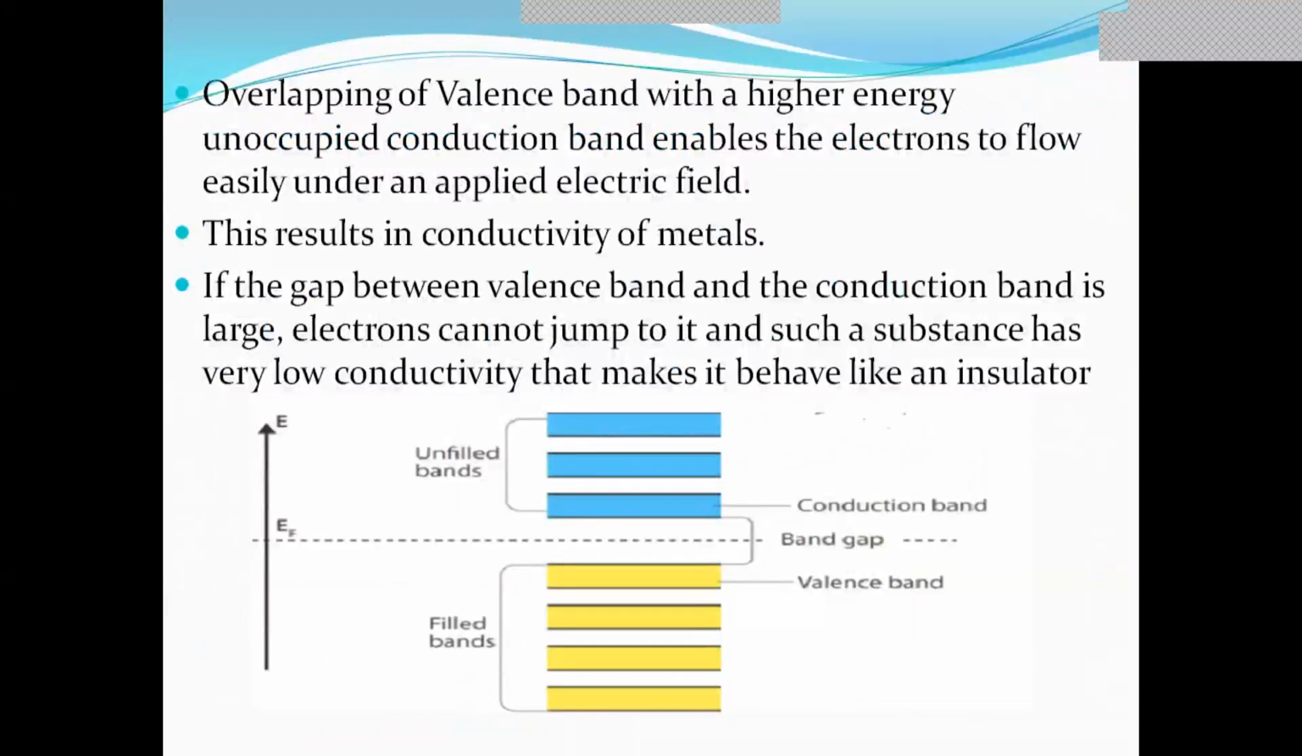Valence band: atomic orbitals overlap to form molecular orbitals of similar energy. These molecular orbitals, a set of molecular orbitals of similar energy, are called valence bands.